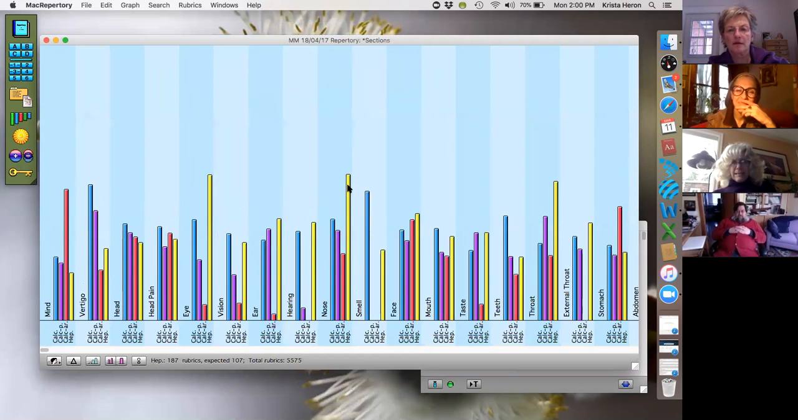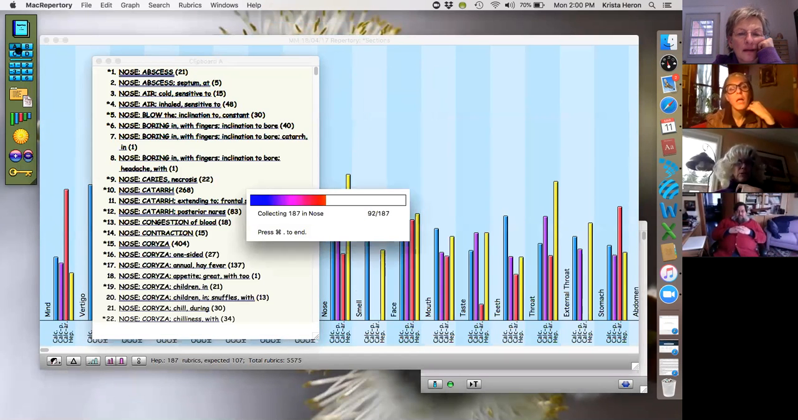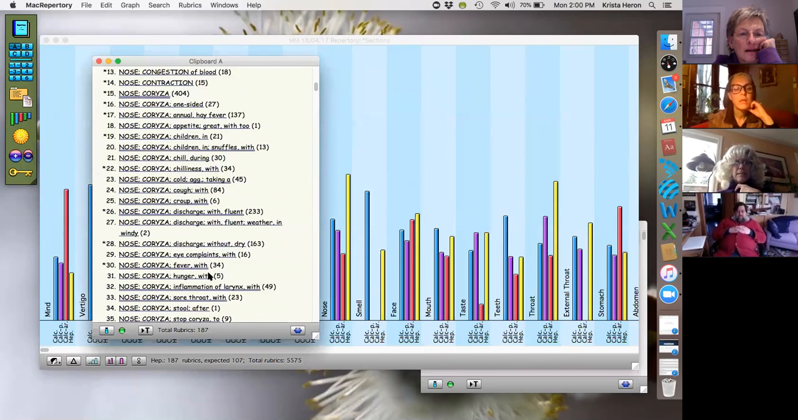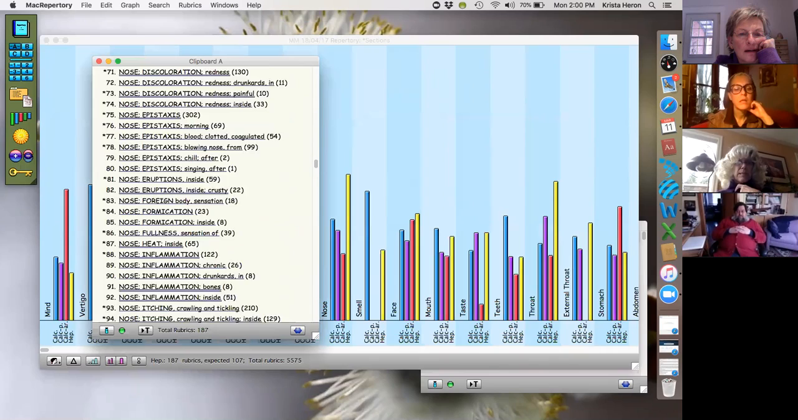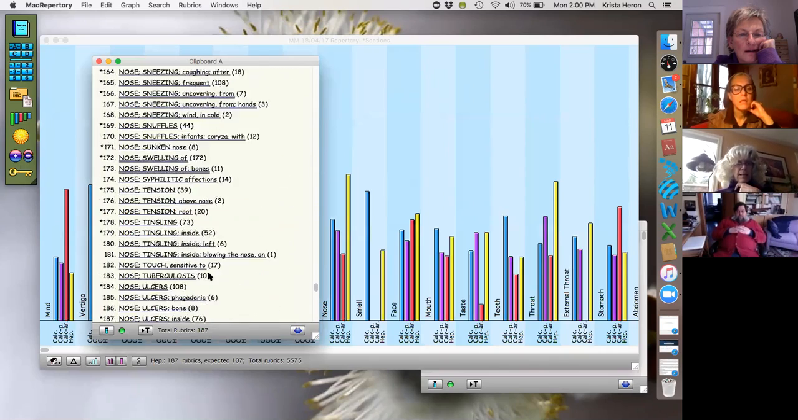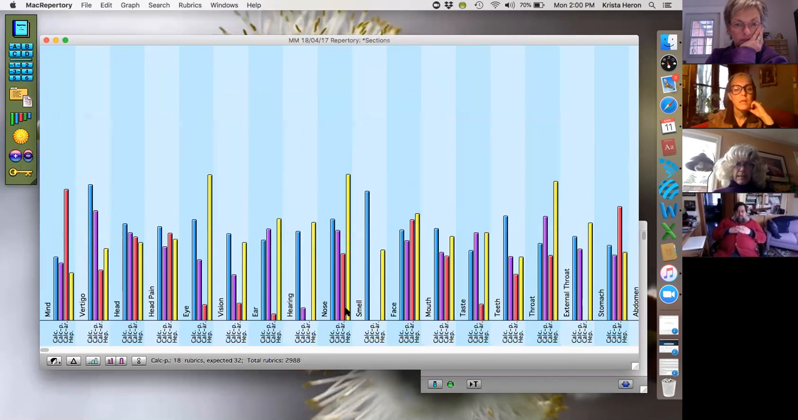We're like a team. So yes, you click here and it automatically goes into your very first clipboard. And it tells you all of the things that have to do with the nose that may not just be in the nose section, though these all seem to be. And so you can close that clipboard and do the same thing.